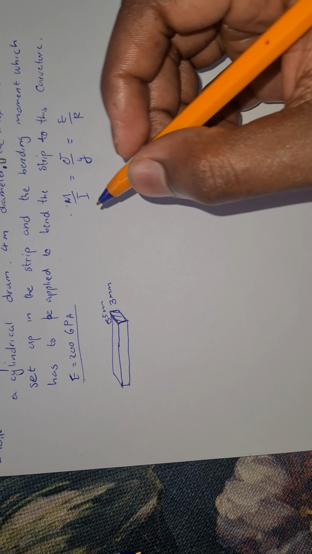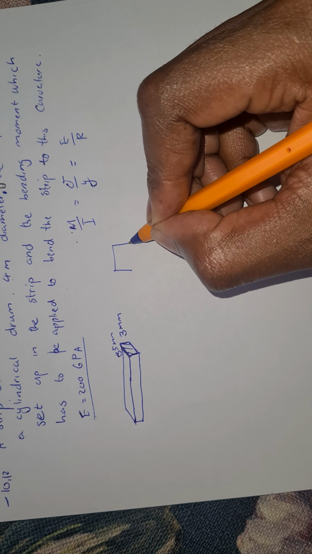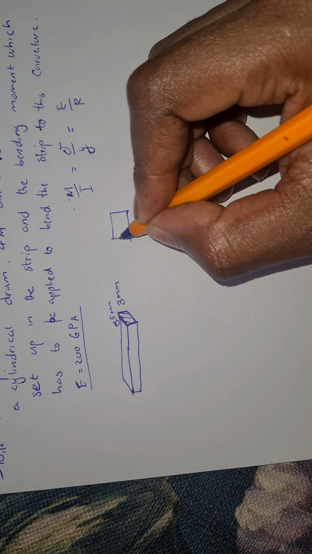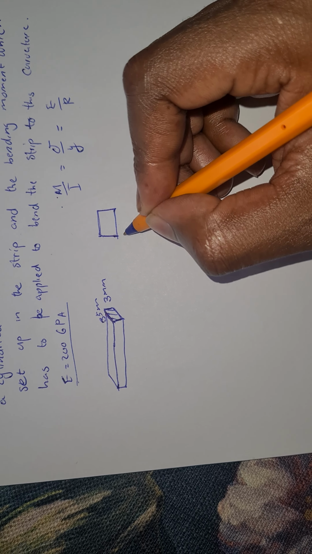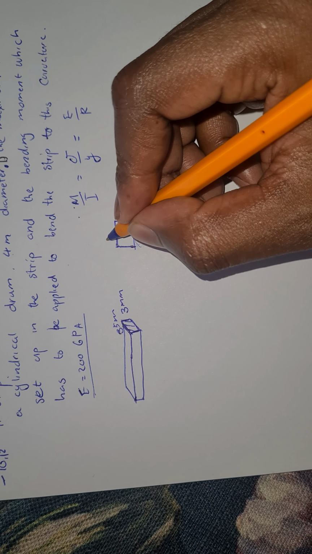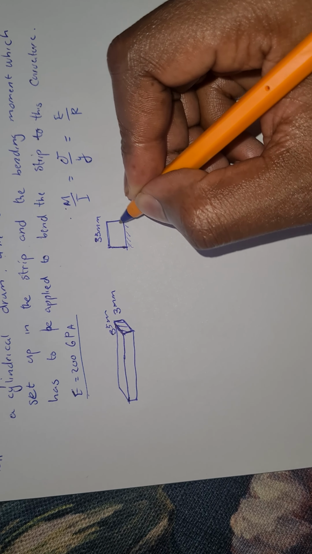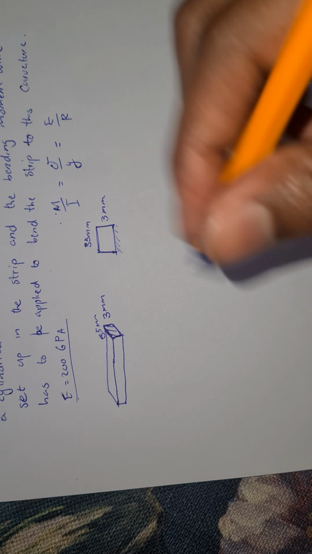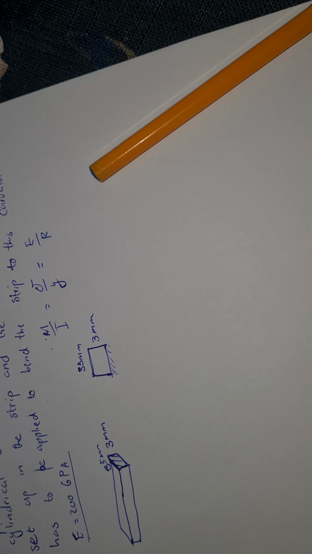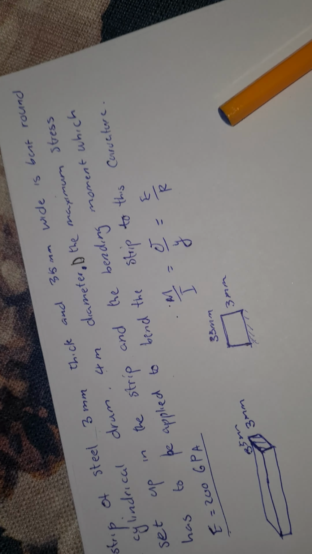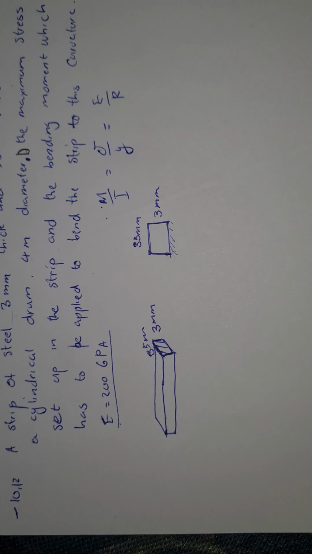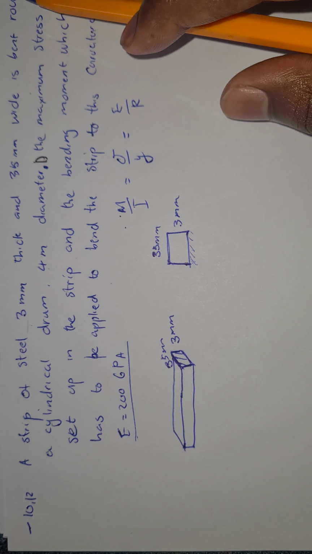Basically wide means, if I have to draw a cross section, wide is always touching the ground. If you can imagine like that, wide is always touching the ground. This part touching the ground, that is wide. So this one is 35 millimeters, and then this is 3 millimeters. Unless it was 3 millimeters thick and then 35 millimeters deep, then you know deep is the vertical part. Okay, this is what we have, right?